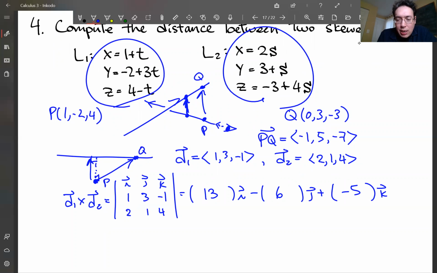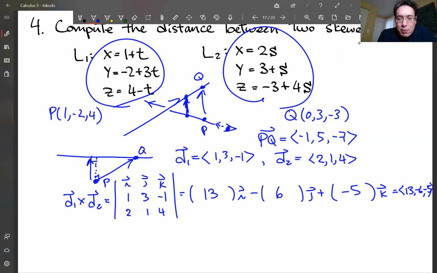I'm going to mentally check to make sure this vector is perpendicular to both 1, 3, -1 and 2, 1, 4. So 13 minus 18 plus 5 is equal to 0. And 2 times 13 is 26 minus 6 is 20, minus 4 times 5 is going to be 0. So this works out. So 13, -6, -5.